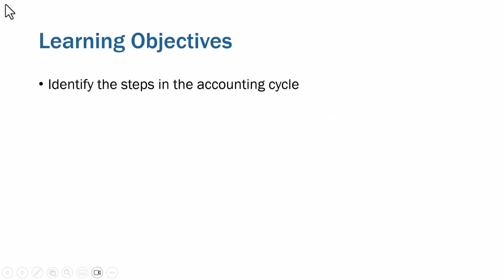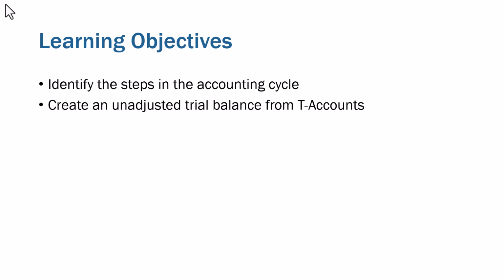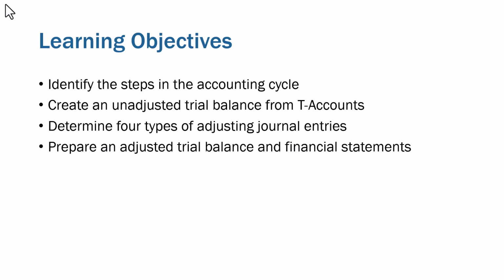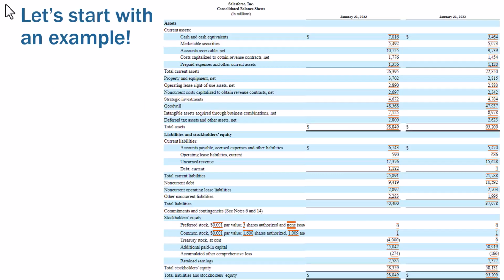Well, as we get into this one, we're going to identify the steps in the accounting cycle, create an unadjusted trial balance from the T accounts, determine 4 types of adjusting journal entries, prepare an adjusted trial balance and financial statements, and then complete the closing entries.